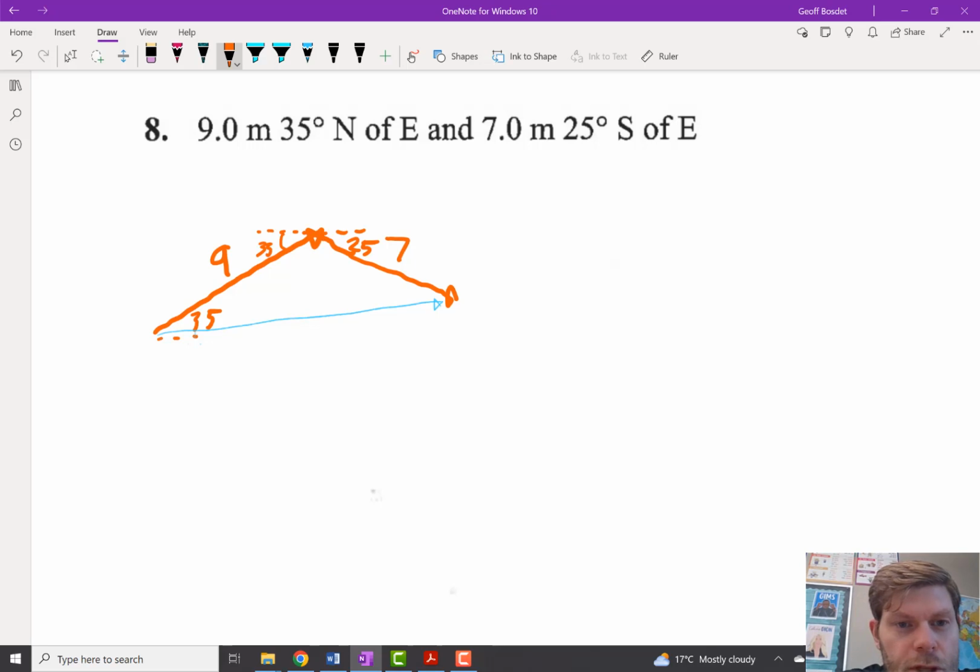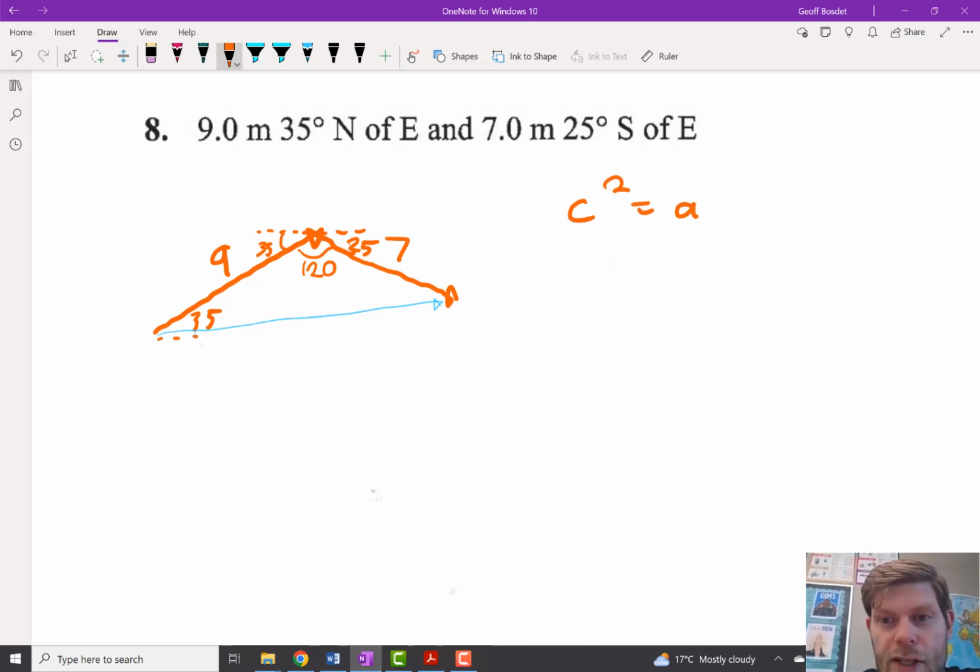And I also know there are 180 degrees if you turn around. So this angle plus this angle plus this angle should add up to 180. 35 plus 25 is 60. 180 minus 60 is 120. So I know that angle is 120. At this point, I can use the cosine law to find this side. Cosine law is just like Pythagoras. In fact, Pythagoras is a simpler form of it.